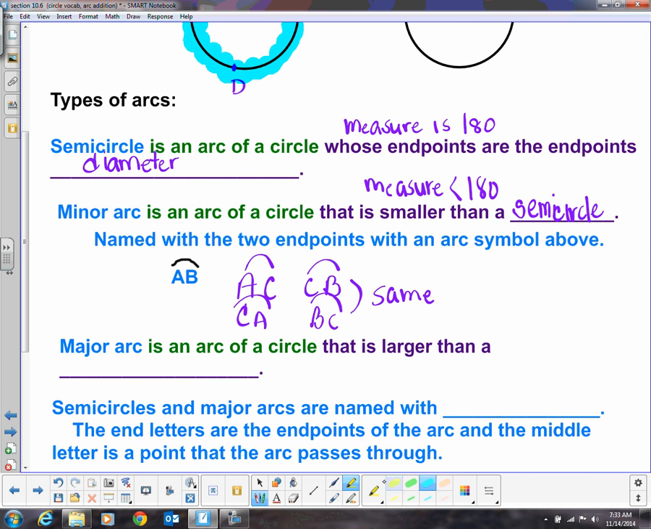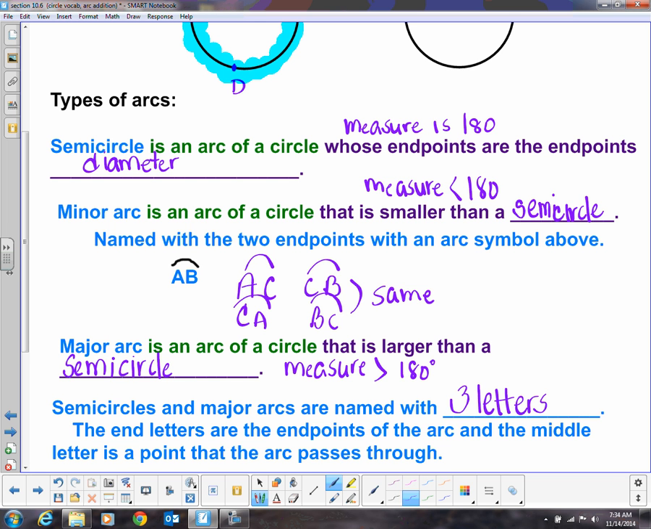A major arc is an arc of a circle that is larger than a semicircle, which means a major arc has a measure that is greater than 180. And major arcs are named with 3 letters, not 2. That's how we name them.